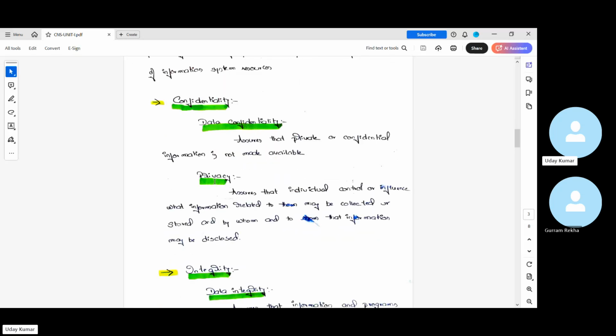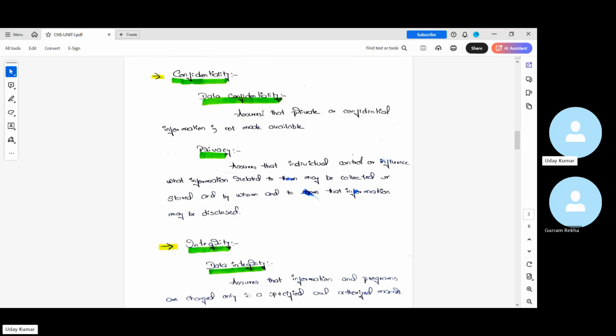Data confidentiality and privacy. So what is data confidentiality? It assures that private or confidential information is not made available to everybody, right? And privacy assures that individuals control or influence what information related to them may be collected or stored, and by whom and to whom that information may be disclosed, right? So what this says is that whatever the private information is, it should be kept private and not made public. That is not available to everyone.